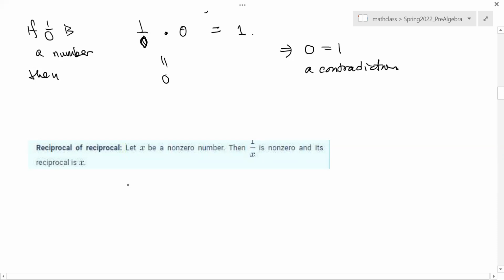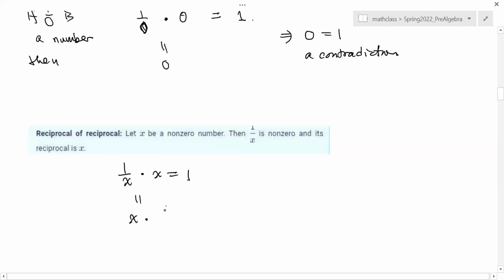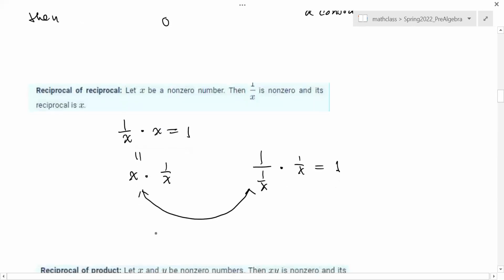The reason is that, first of all, by definition, we have 1/x, right? That's by definition. And then you switch it: it's x times 1/x. On the other hand, if you want to find the reciprocal of 1/x, this should be equal to... and the reciprocal of x is 1, by definition. So that means these two must be equal. Therefore the reciprocal of 1/x is going to be x. That is a proof.